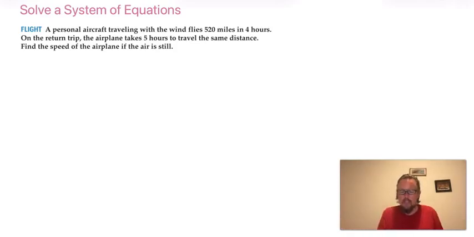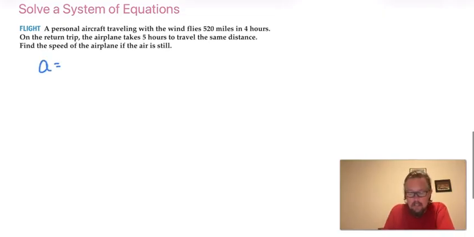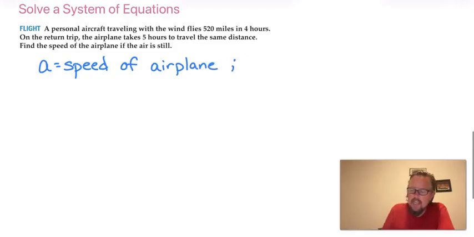And so the trickiest part of this, in my opinion, is defining our variables, because the variable that we want is the speed of the airplane if the air is still. So we'll call that A: speed of airplane if the air is still.